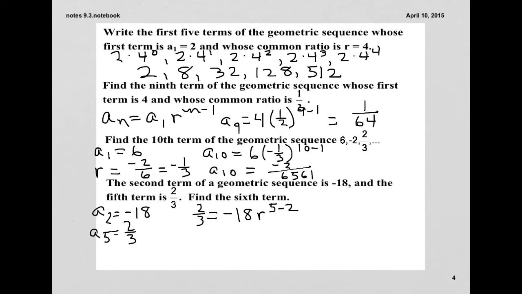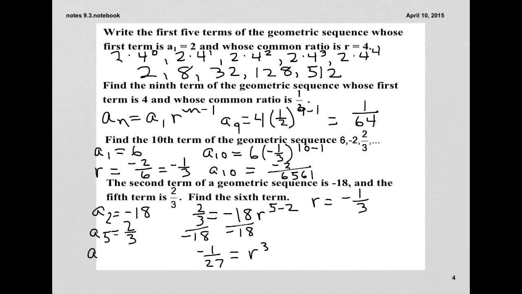Okay, I'm going to divide both sides by negative 18, and that gives me negative 1 over 27, which is equal to r cubed. So that means that r equals negative 1/3 when I take the cubic root of both sides. Okay, now that I have that, I'm ready to find my sixth term. Well, excuse me, I need to find my first term first.